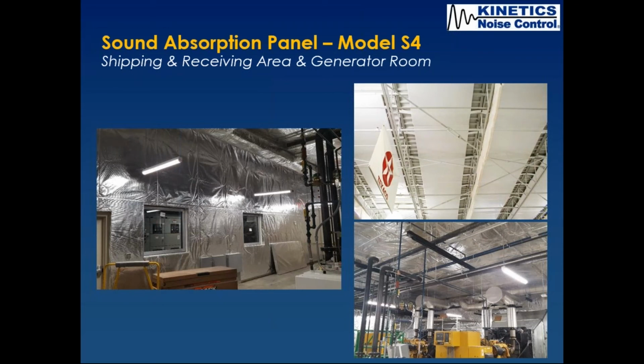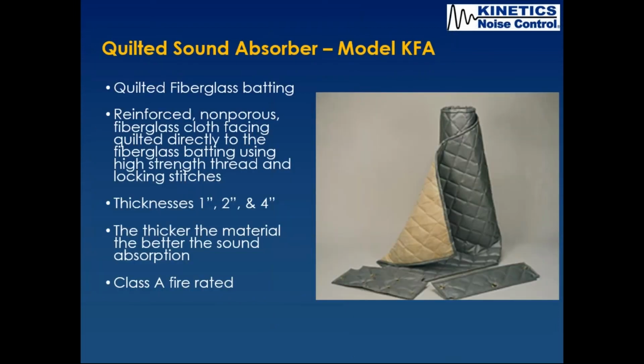A generator room, you can see all the silver walls is in a generator room, and then on the white in the upper left, they put it above a shipping and receiving area and snaked it in and suspended it from the girders there to be able to absorb the forklift traffic noise.